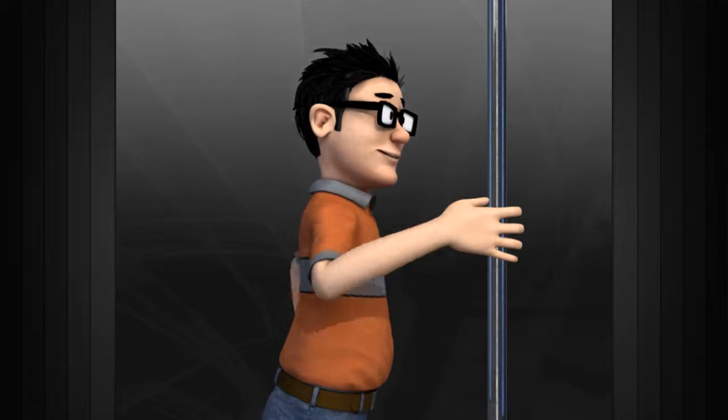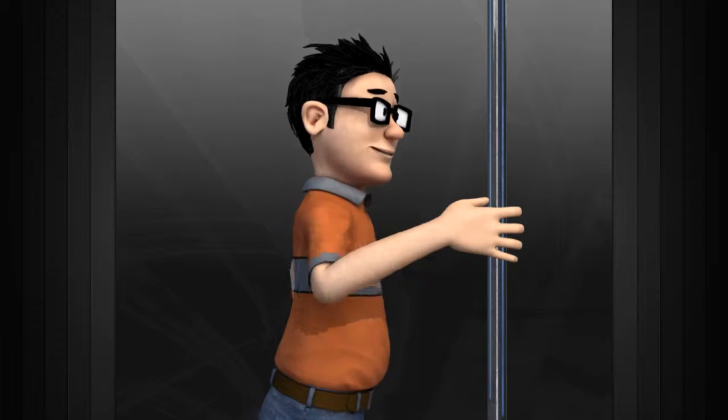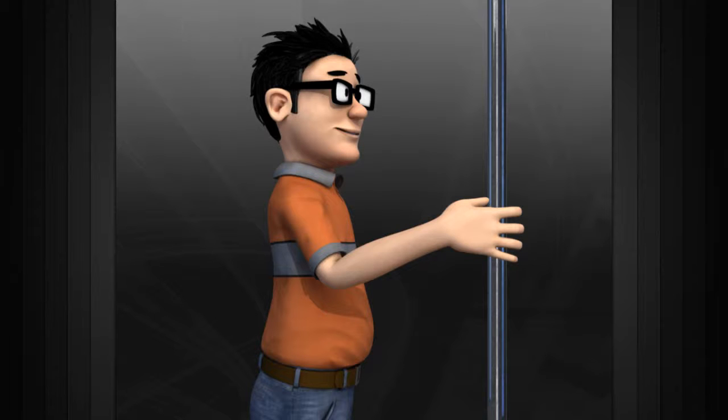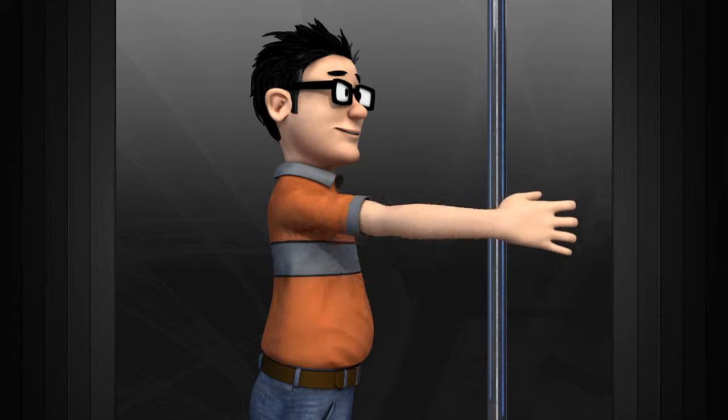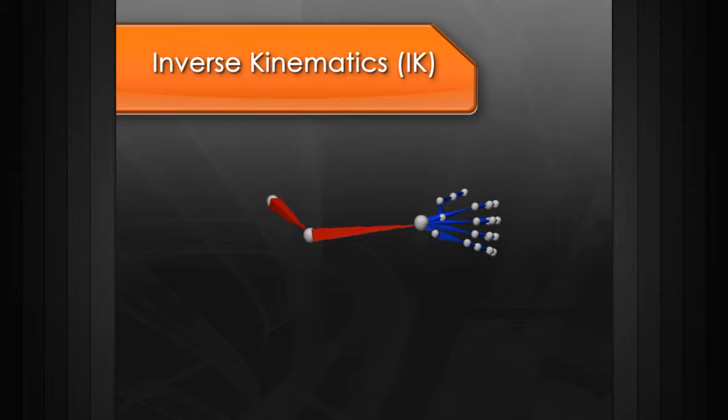Let's take a look at an example, a hand holding a pole. We want our character to extend his body out from the pole, but still hold on to the pole. It would be very difficult to animate this using FK, because every time we change the bones above the hand, the position of the hand would change. And we can easily animate this using inverse kinematics, or IK.